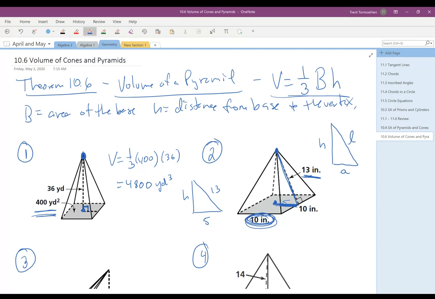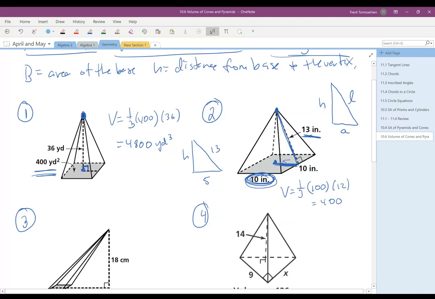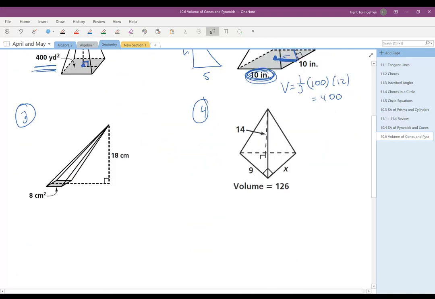So the volume is just going to be 1/3 the area of the base. Well, the base is a 10 by 10, so 100 times 12. And so it turns out to just be 400. So this is a case where you weren't given the height. You had to use Pythagorean theorem to find the height with your laterals. Okay, 3, this is what's referred to as an oblique pyramid. With oblique pyramids, it's really nice. They look complicated.